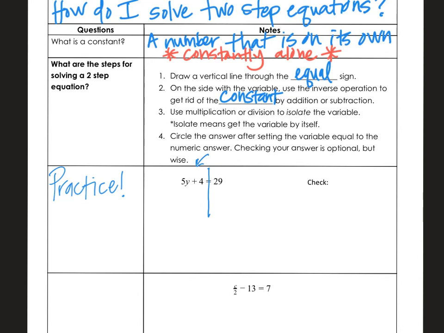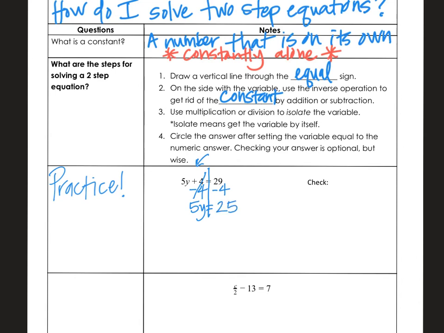So in order to get rid of a plus 4, I got to do the inverse, the opposite, so I need to subtract 4. Whatever I do to one side, I also have to do to the other side, so I'm also going to subtract 4 on the right-hand side of the equal sign as well. If I have $4 and I spend $4, now I have $0. So these cancel out on the left-hand side. Now I'm going to bring my 5y down. 29 minus 4 gives me 25.